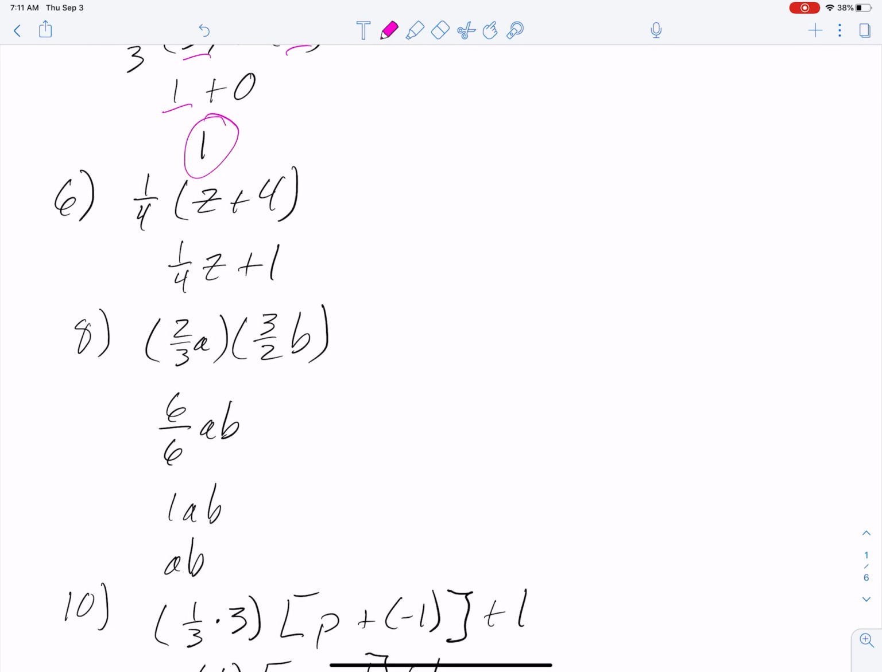Number 6, I've got to do some distribution. So 1/4 times z, 1/4 times 4. I end up with 1/4 z plus 1.